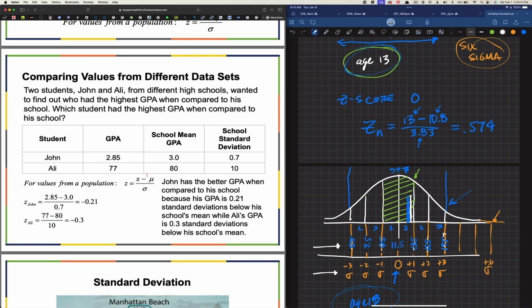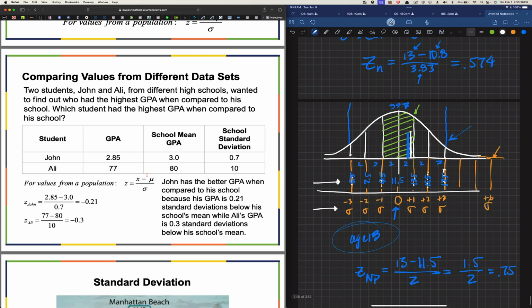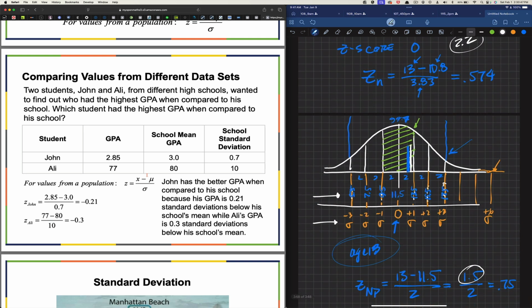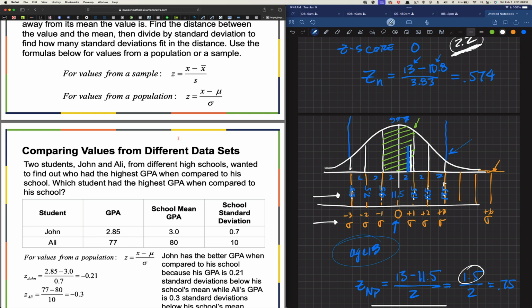Even though his number, what was it? This number is 1.5 and hers was 2.2, I think. Yeah, 2.2. So she's even further away from her mean just by subtraction, but because of the standard deviation, everyone's more spread out, she's actually in a better position. Okay? So all of this information can tell us something. The z-score allows us to compare what's happening between two different groups, and we can do some comparison. At least that's how I think of the z-score.